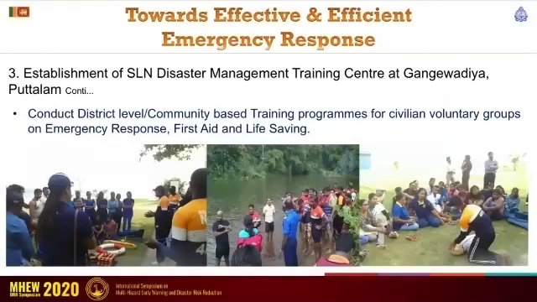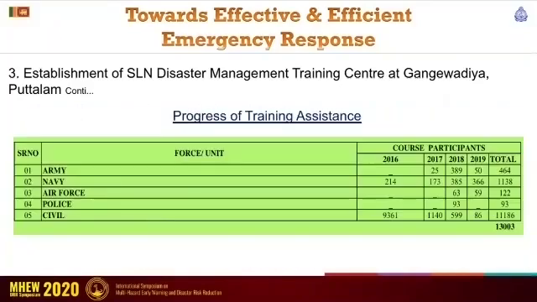We do conduct district level or community-based training programs for civilian voluntary groups, in consultation with the Disaster Management Center, on emergency response, first aid, and life-saving. This is the progress of training assistance rendered by Sri Lanka Navy in the disaster management field.